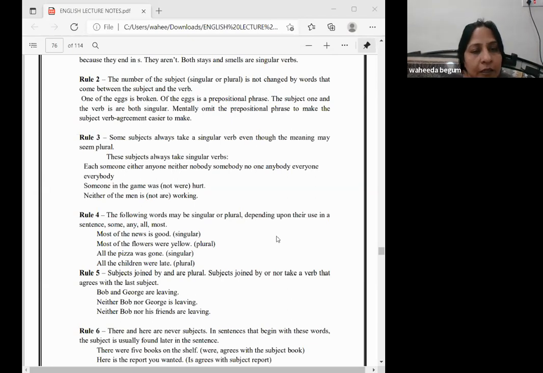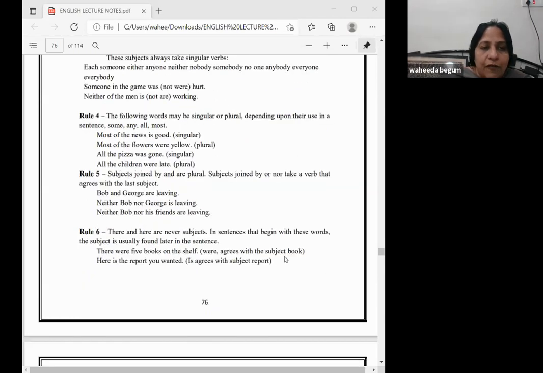So depending on their use in a sentence, some, any, all, or most also. Most of the news is good. Here news, because an s is added, it is not plural, though many types of news must be coming to you. When we are talking about using these types of words, most of the news is good, it is singular. Most of the flowers were yellow, that is a plural form.